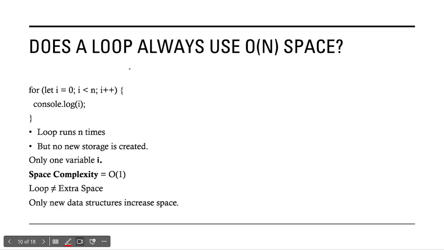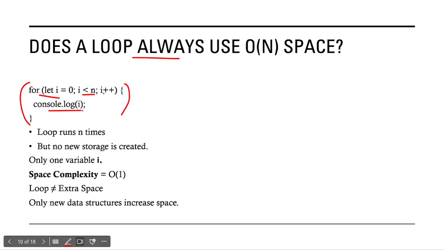Now, does a loop always use Big O of n space? This is a very basic question, but in an interview it can be a tricky one. Does a loop always use Big O of n space? No. Here, this is a simple for loop. It runs from i equal to 0, while i is smaller than n, and i plus plus, so till n elements. And here I am just printing this i, console.log(i).